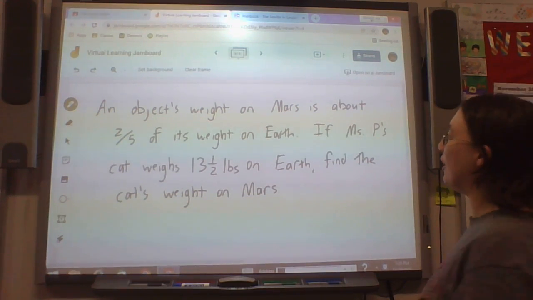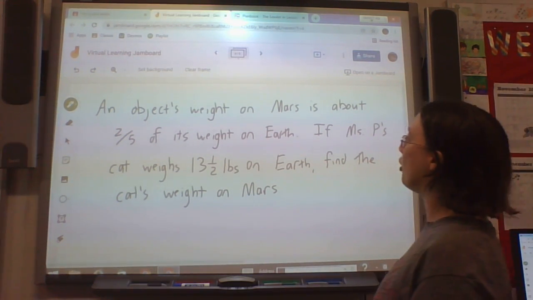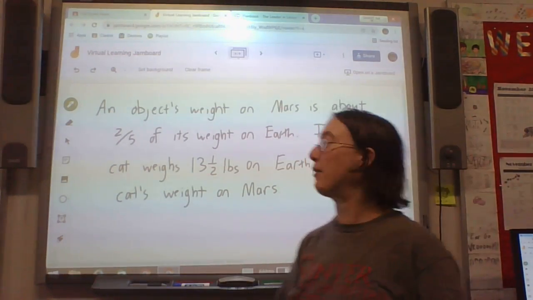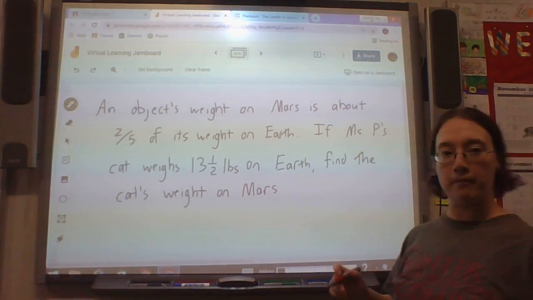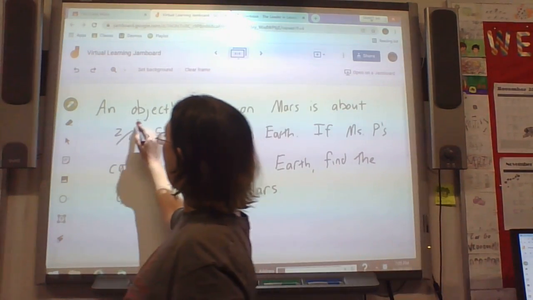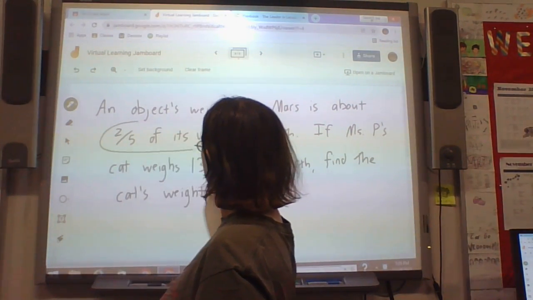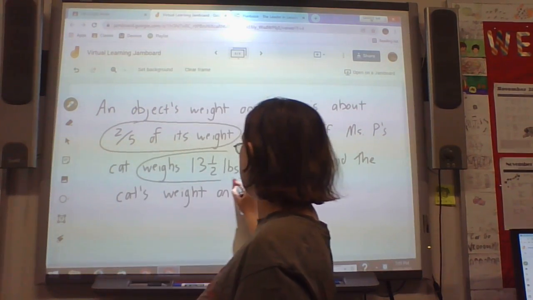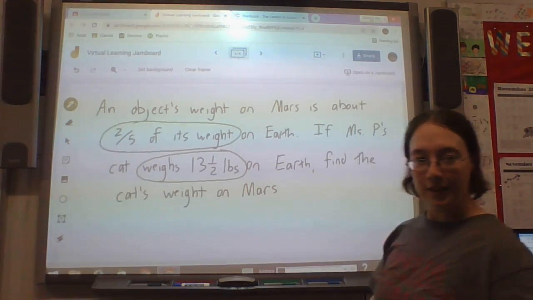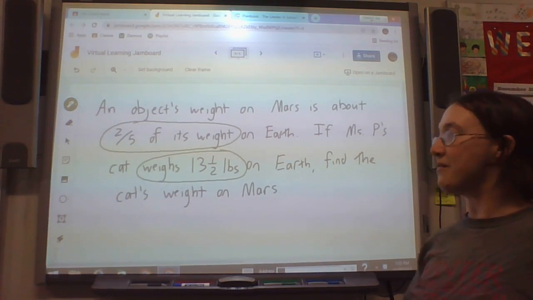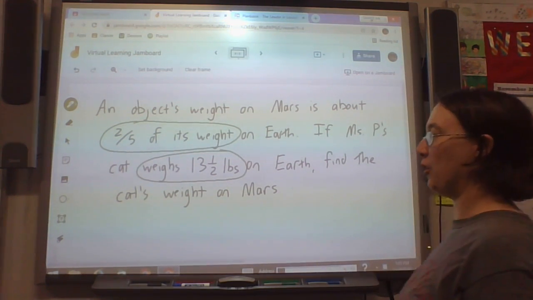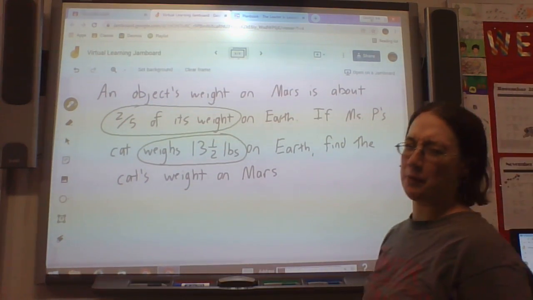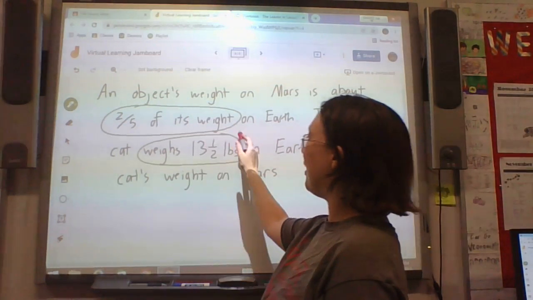So Navi's weight on Mars is about 2/5 of its weight on Earth. And if this piece cat weighs about 13.5 pounds on Earth, which is about what my cat weighs, we want to find the cat's weight on Mars. So we want 2/5 of its weight. And its weight is 13.5 pounds. Okay, so we want 2/5 of that. Of generally means we're multiplying. And a big clue to that might be that's what we're doing in this section. So yeah, we're probably multiplying. So yeah, 2/5 of its weight on Earth.